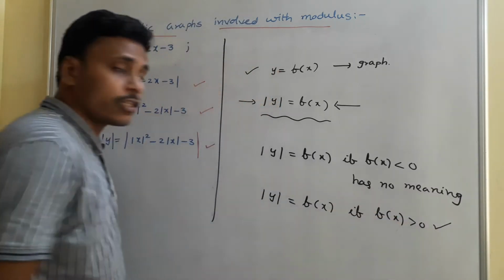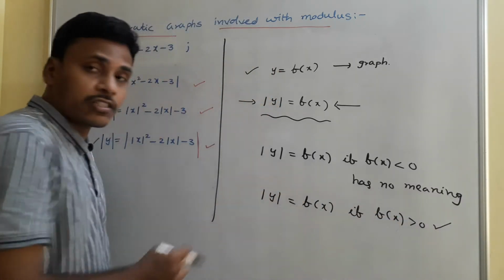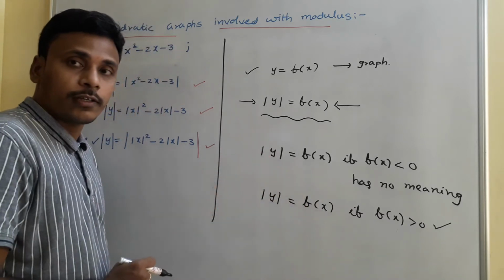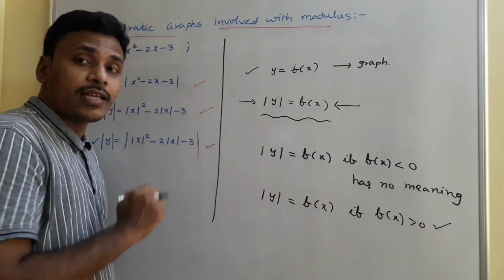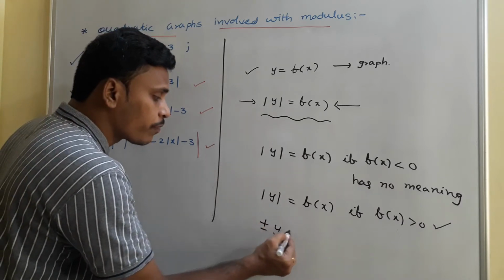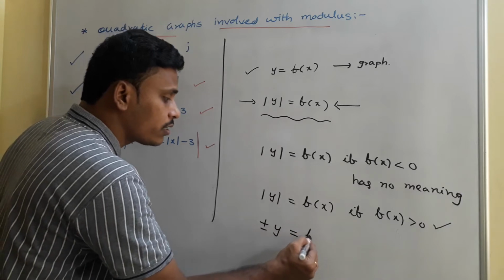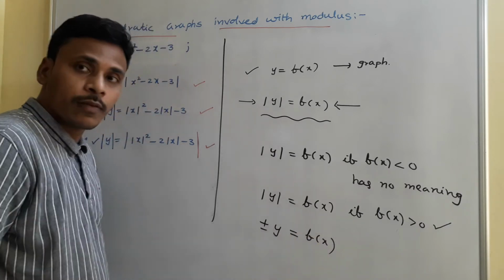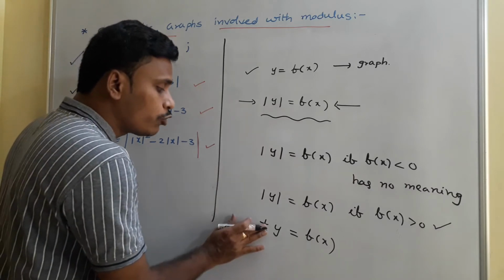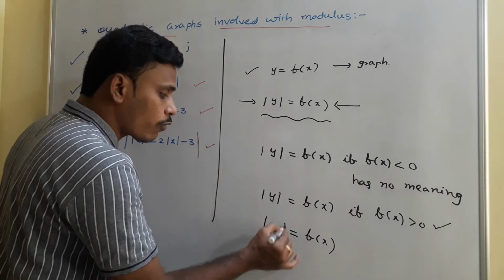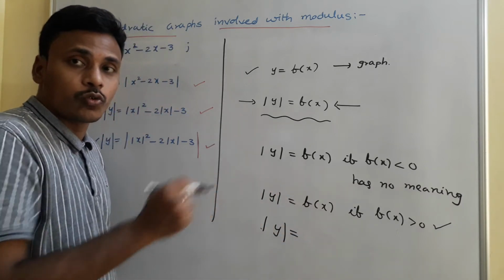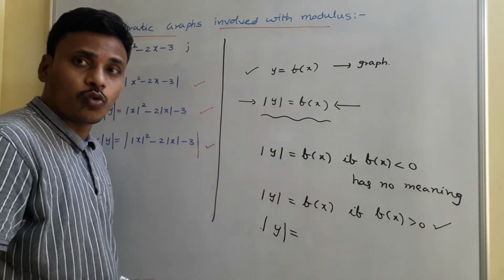If f of x is positive, this f of x is a positive quantity, modulus of y is a positive quantity. Since modulus of y is a positive quantity, then we will rewrite this modulus as plus or minus y is equal to f of x. Or in another way, you just think this, okay? Modulus of y is equal to some positive quantity. F of x is a positive quantity.